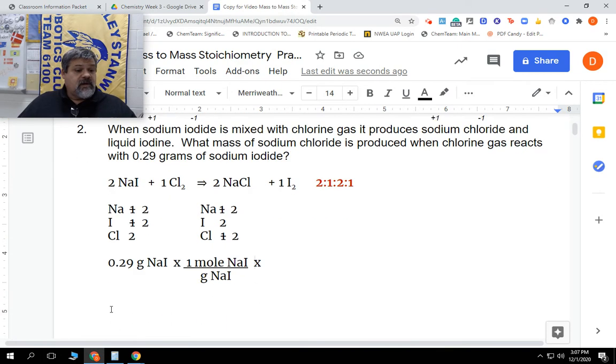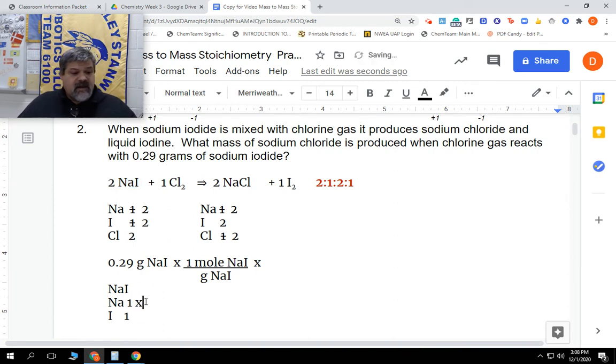So I'm just going to come down here for a second, and I'm going to put this formula, NaI, which means I have Na and I have I. So we have how many sodiums? 1, right? How many iodines? 1. Now that's just in this. I'm not saying that I have 2. I don't go by these numbers here. I go by just 1 because we're going to use these 2 later on.